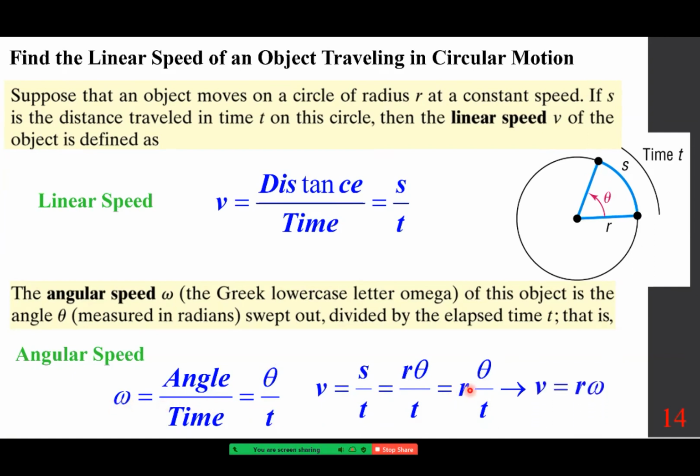So the relationship between linear velocity and angular velocity is that when you multiply the angular velocity by the radius, you get the linear velocity. That's a very important relationship. So the linear velocity is R omega, and we're going to look at a bunch of examples involving that.